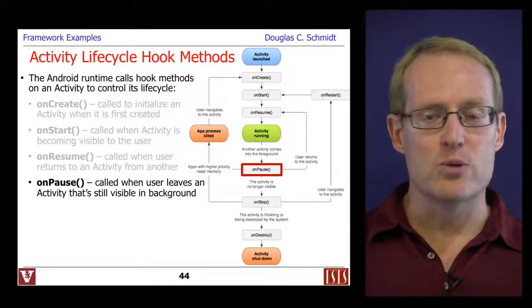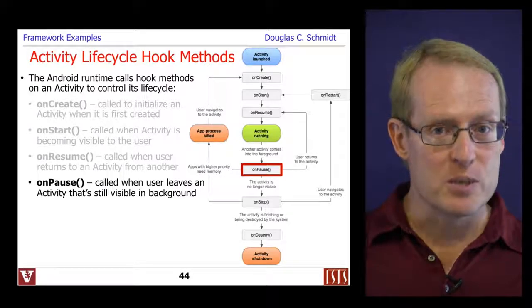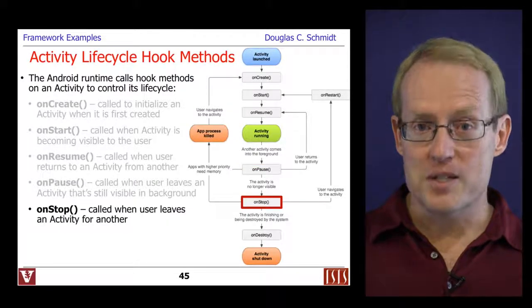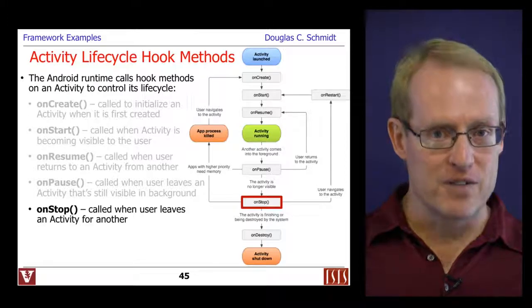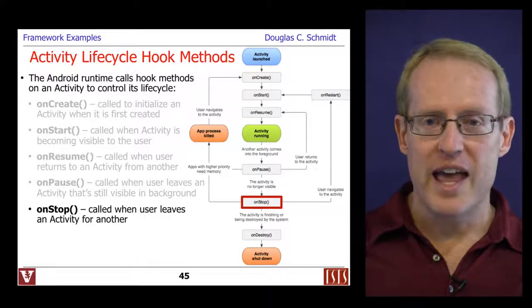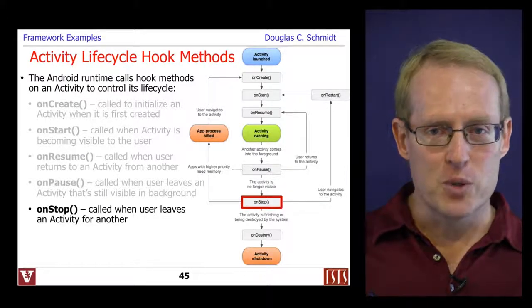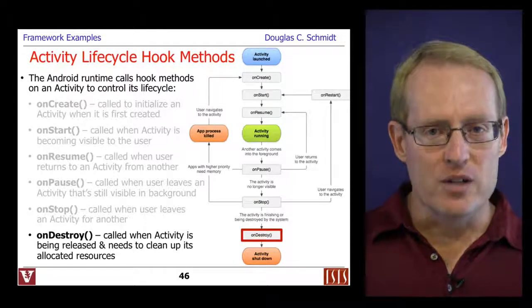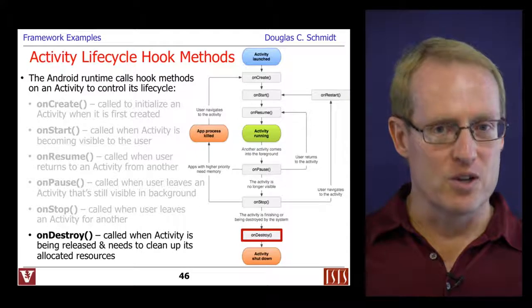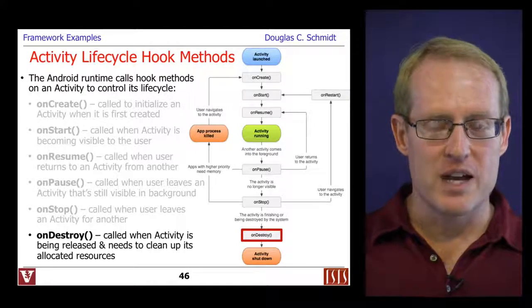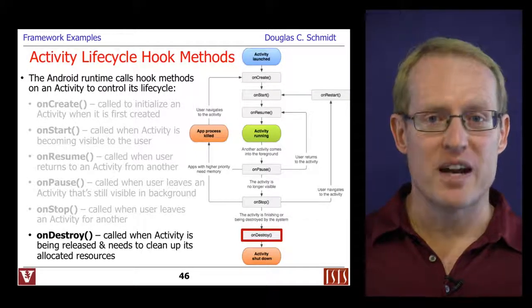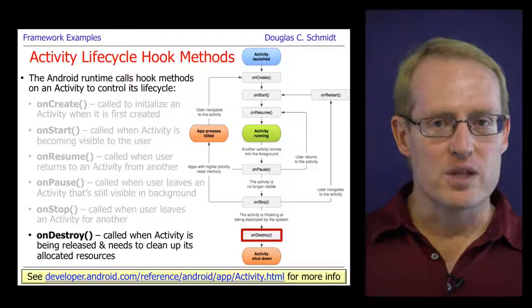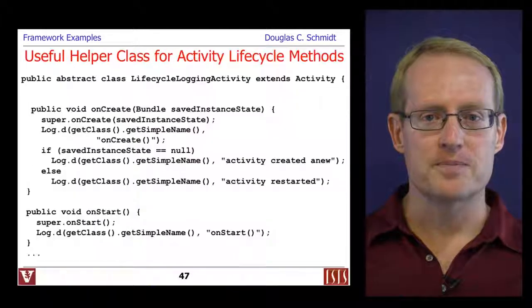OnPause is called when a user leaves an activity that's still visible in the background. OnStop is called when a user leaves an activity for another, such as launching a picker to choose a particular contact from your address book. And OnDestroy is finally called when things are going away and the system has decided to shut you down, or the activity has decided to shut itself down. There's more discussion about these various callback hooks here.